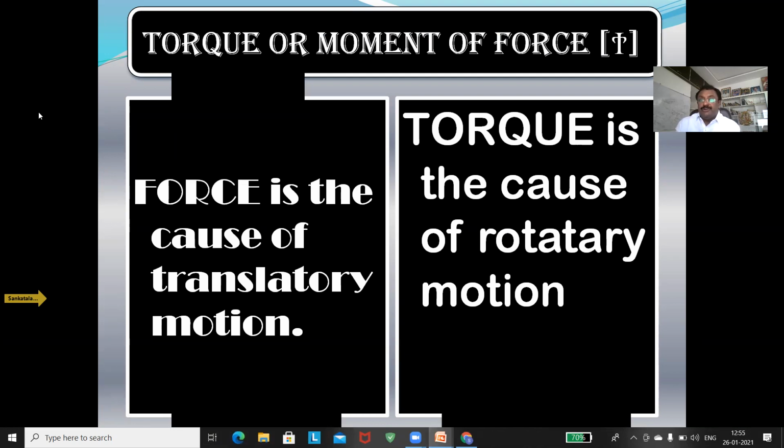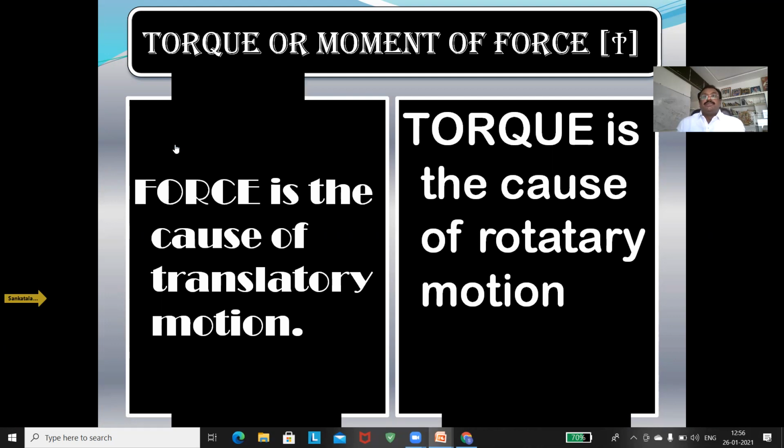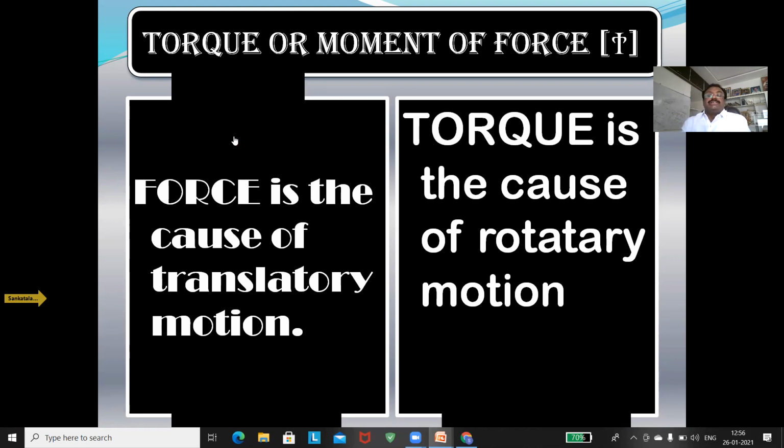Already you people studied about force in previous chapters. What is force? Push or pull. Something which changes the state of the body, or tries to change it, is called force, or push or pull, simply roughly speaking. It produces translatory motion or linear motion, a straight line motion. The force is the cause of translatory motion.